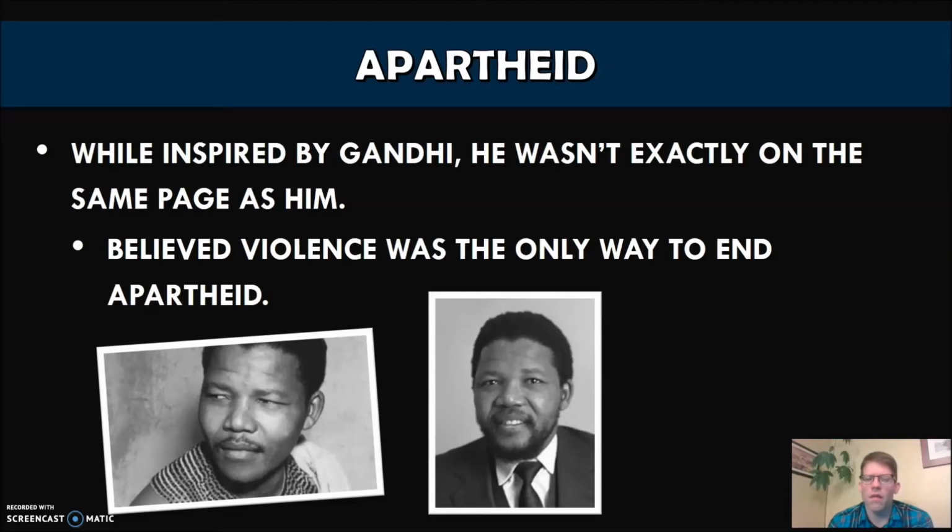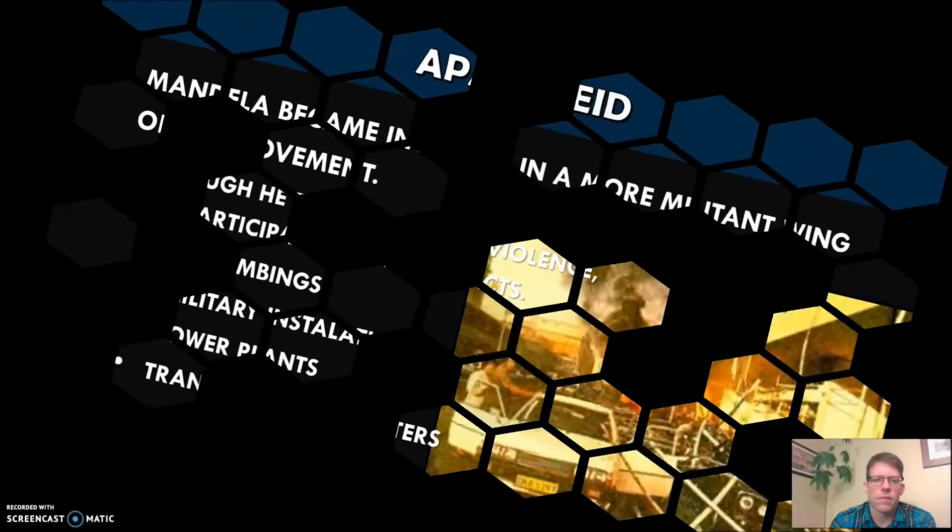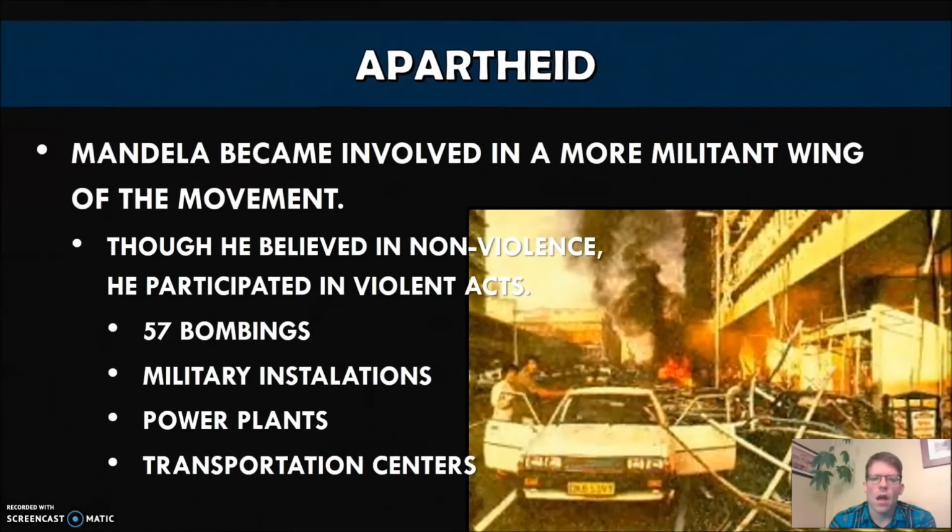Nelson Mandela found that nonviolent resistance wasn't working. He believed violence would be necessary to end apartheid. He became involved with a more militant wing of the movement, and though he still believed in nonviolence, he participated in violent acts. His group was responsible for 57 bombings. They hit military installations, power plants, and transportation centers.